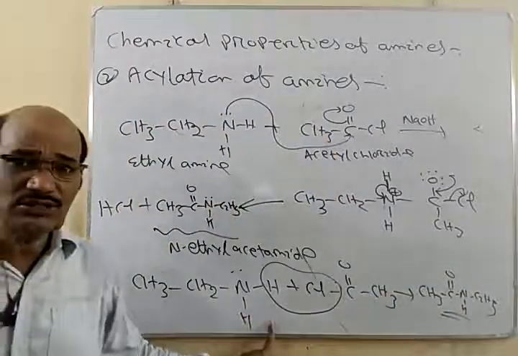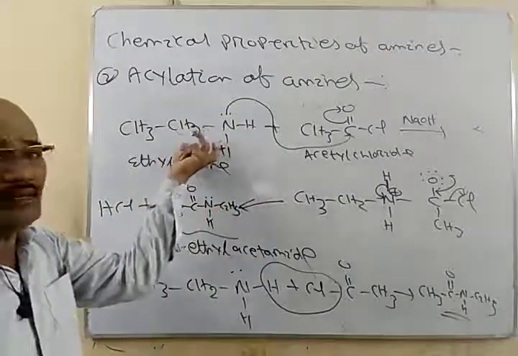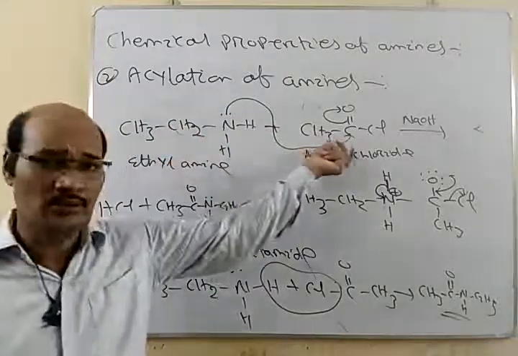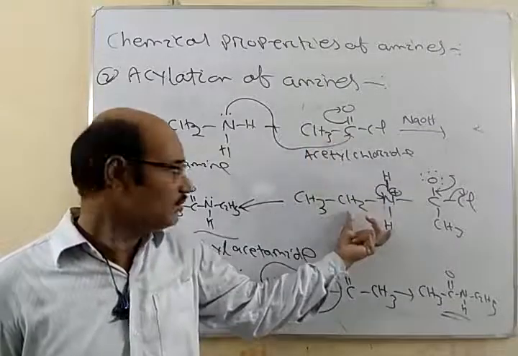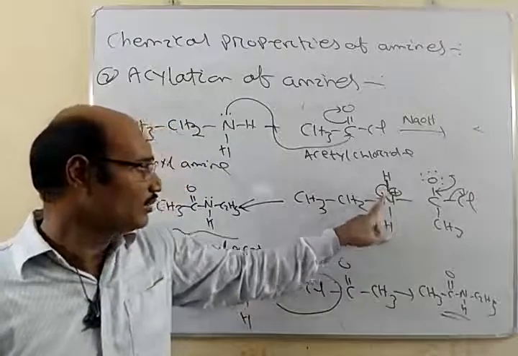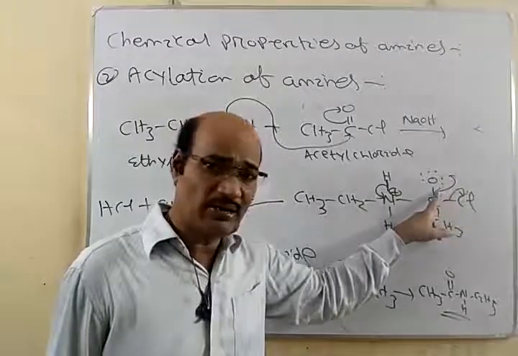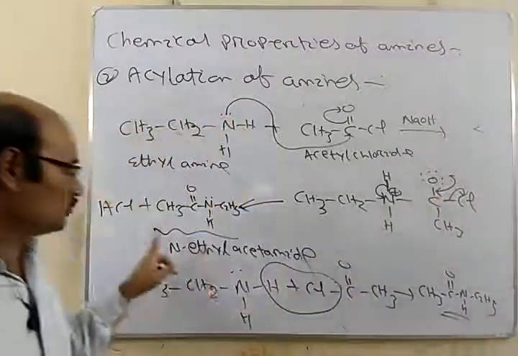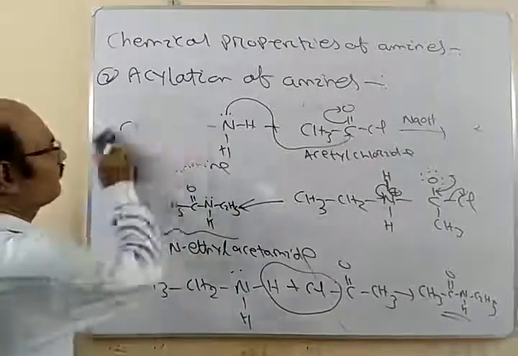But how does HCl go? This is the way. First of all, this amine attacks this carbon, which is electron deficient, and we get this one. Then after that there is deprotonation. H plus will be removed here, Cl minus will be removed. Again, this pyramid will form and we get this product. Clear?